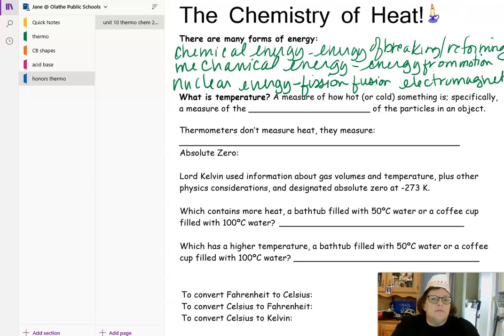Now, a lot of times, the first thing you think of when you think of heat is temperature. And temperature does measure the motion, but it's the average kinetic energy of particles in an object. So it's the average movement of the particles, but it doesn't take into consideration how many particles there are. Heat, you have to know about the particles. Temperatures don't measure heat, they measure motion.